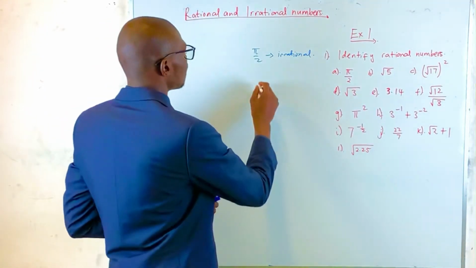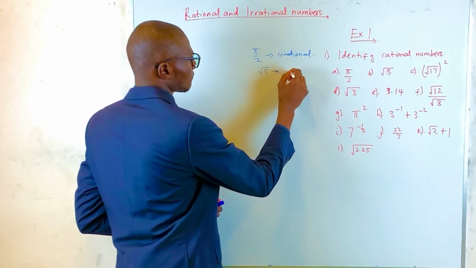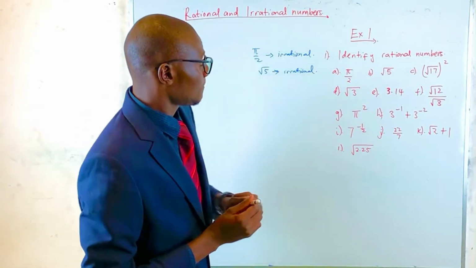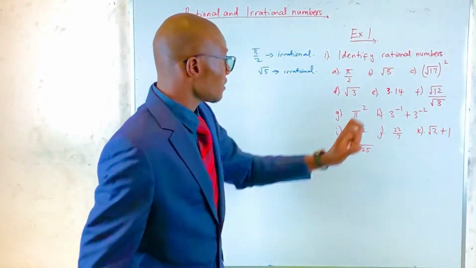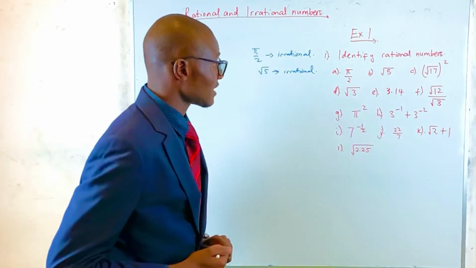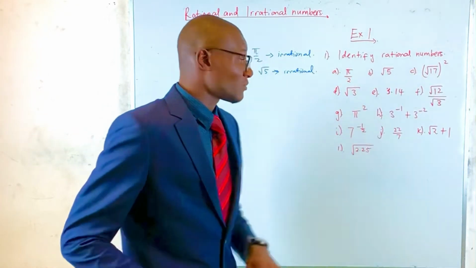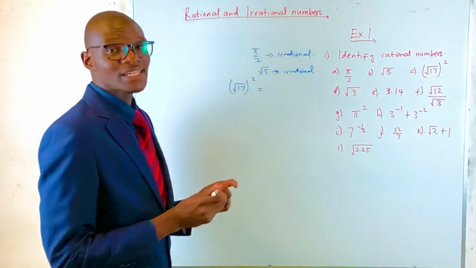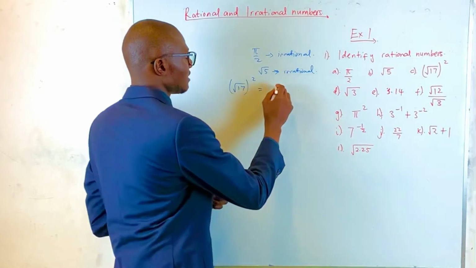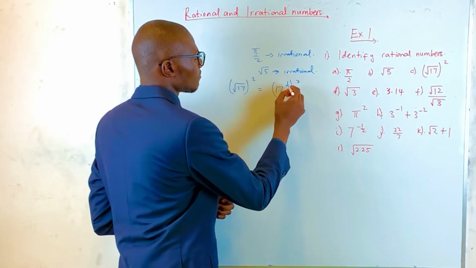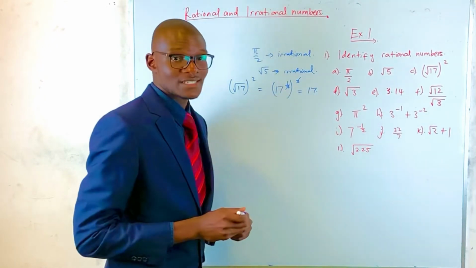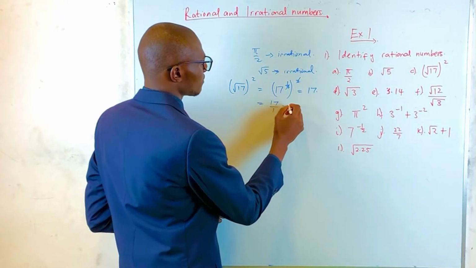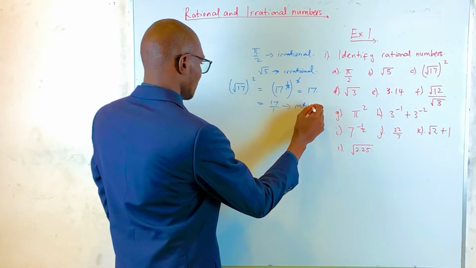Then root of 5, that's also irrational. Why? Because 5 is not a square number, so the square root of 5 won't give us an exact answer. Then we have root of 17 raised to the power of 2. Applying the laws of indices, root of 17 is 17 to the power of half. Then raised to the power of 2, the 2 will cancel and we get 17. And this 17 is a rational number, because we can rewrite it as 17 over 1.